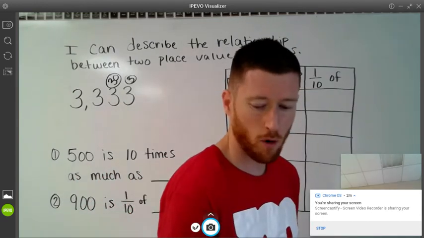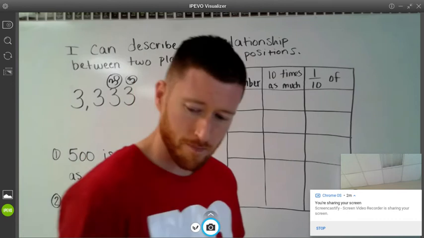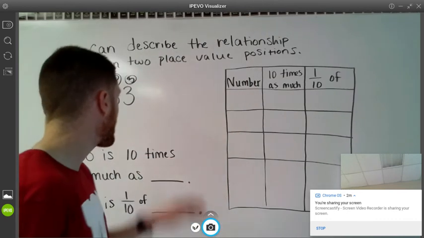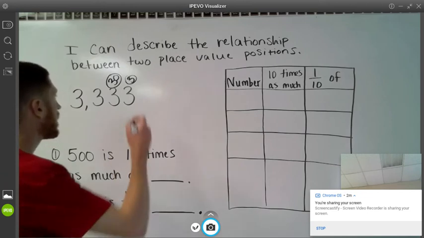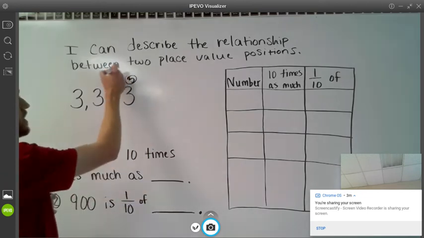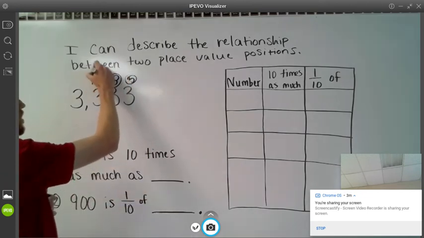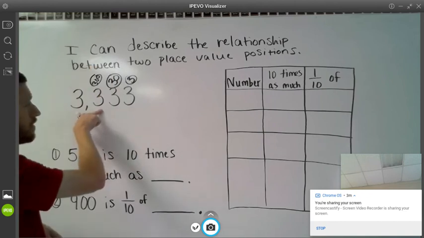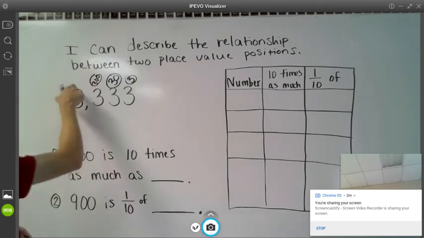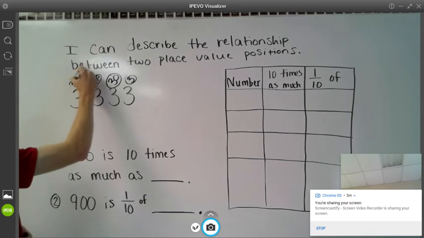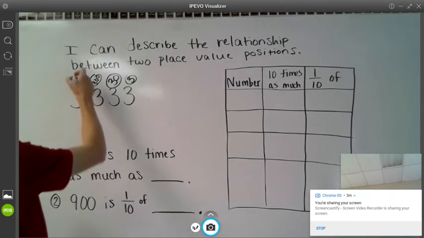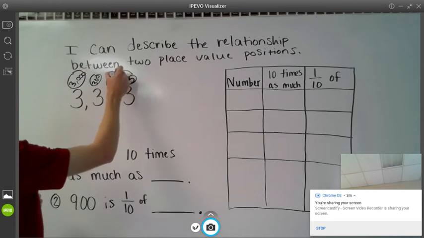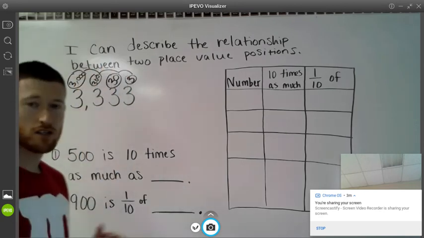You all worked a lot more with these in earlier grades. Let's look at this same thing and finish this number, 3,333. So 10 times as much as 30 is 300. That's what this 3 is worth in the hundreds place. And 10 times as much as 300 is 3,000. So that is working to the left. Each place value is 10 times as much as the one before it.